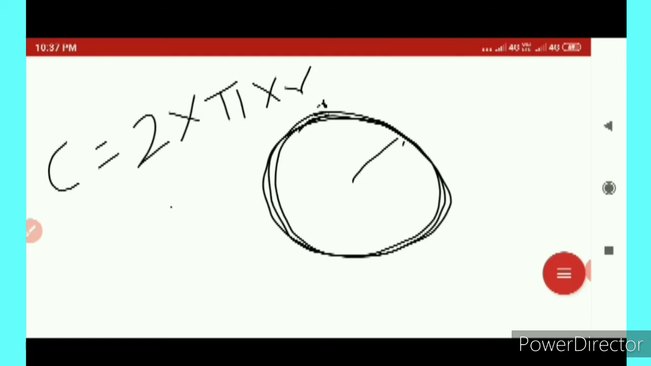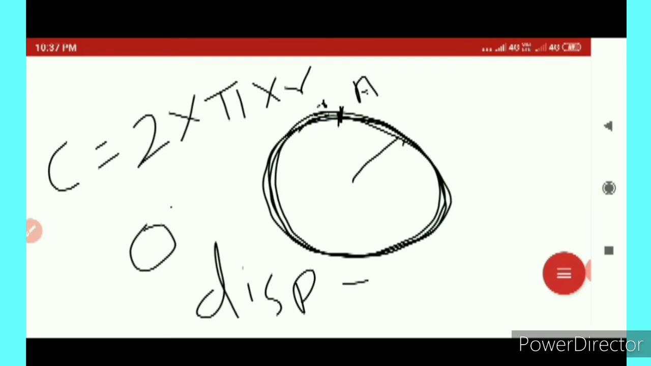So this is the total distance covered by the bird during its flight, and we know that the starting point and the end point are the same. Suppose it starts from A, and after the circular path it comes to A again. So the minimum distance between the starting point and end point is 0. That's why its displacement is equal to 0.